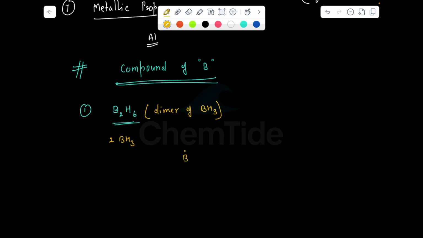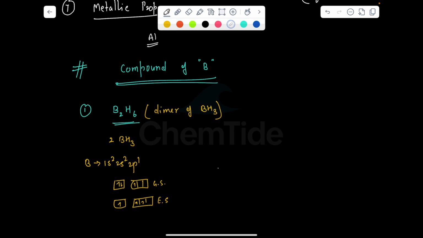Boron's outermost shell carries 3 electrons because of the configuration, that is 1s2, 2s2 and 2p1. So in ground state, the second energy level has 3 electrons, and in the excited state it has 3 unpaired electrons. This is the ground state and this is the excited state. But orbitals are 4, so boron is sharing the 3 electrons with hydrogen, but one orbital is empty.